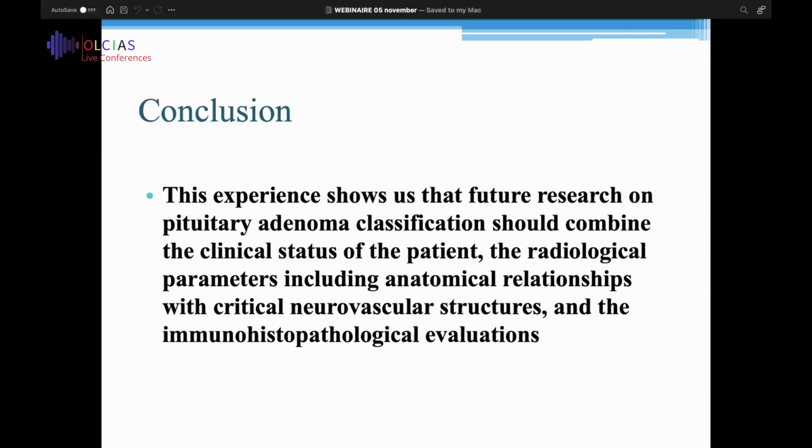Next slide. As conclusion, this experience shows that future research on pituitary adenoma classification should combine the clinical stages of the patient, the radiological parameter, including anatomical relationship with critical neurovascular structure, and the immunohistochemical evaluation. And finally, thank you very much for your attention.